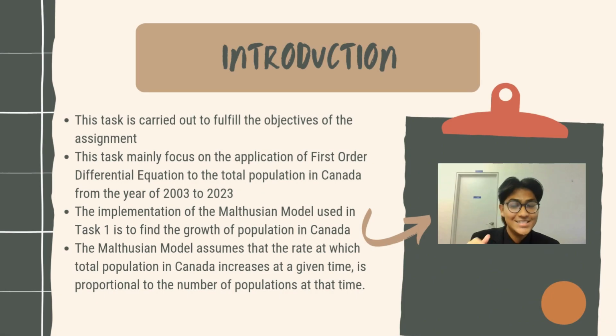For task 1, this task is mainly focused on the application of first order differential equation to the total population in Canada from the year 2003 to 2023. The implementation of the MAT097 model used in task 1 is to find the gross population in Canada. The MAT097 model assumes that the rate at which the total population in Canada increases at a given time is proportional to the number of populations at that time.